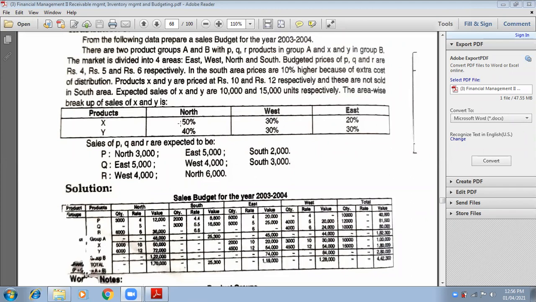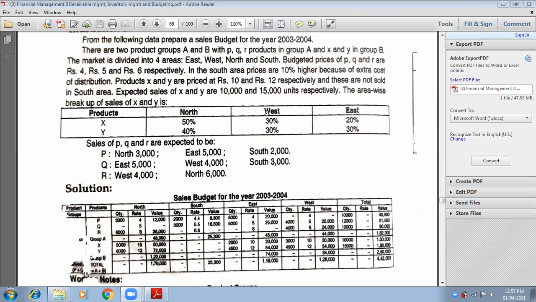For X, go to north and write down 5,000. Very simple. 10,000 into 50% is 5,000. And what is the price of X? In the line above it is given. Product X and Y are priced at rupees 10 and rupees 12 respectively. Means X 10 rupees and product Y 12 rupees. So we are doing it for X first. 5,000 into 10 is how much? 50,000. Very good. So north column is done.